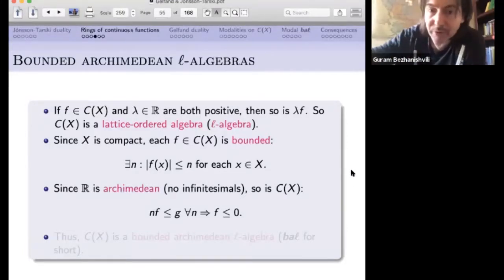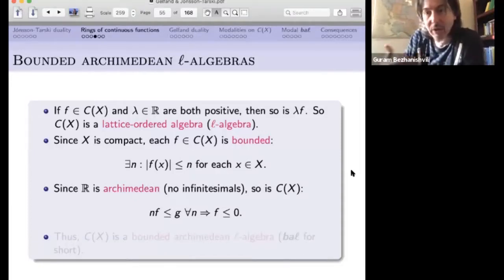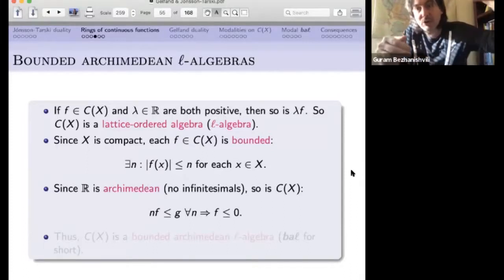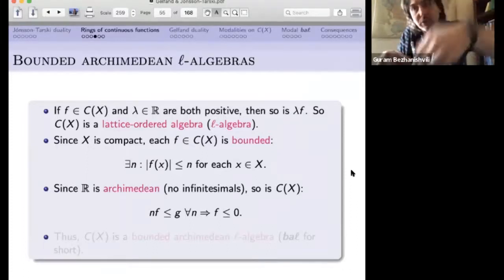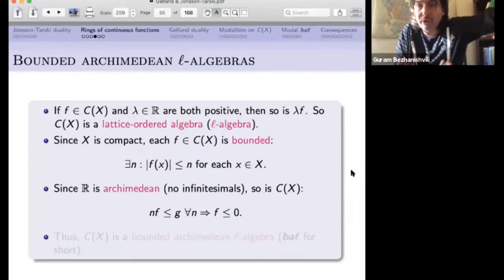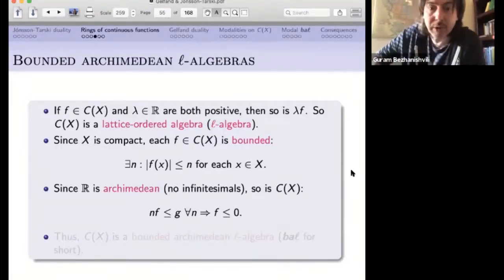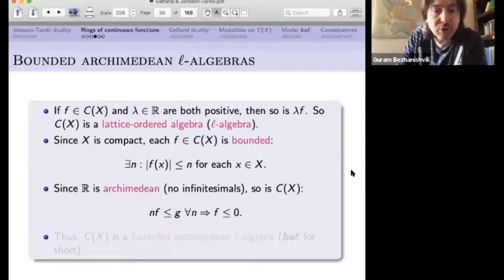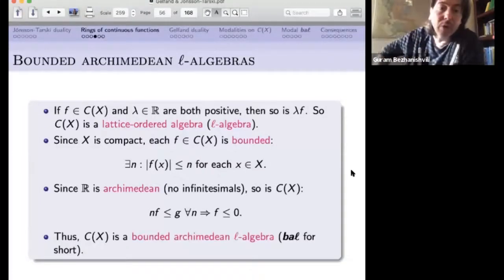And another important feature that these rings have, going now back to the study of infinitesimals, is that real numbers don't have any infinitesimals. In the language of algebra, that means that they are Archimedean. Whenever you take all functions into an Archimedean ring, then this big ring C of X is going to stay Archimedean. And so these are the two properties that play an important role for what's coming next.